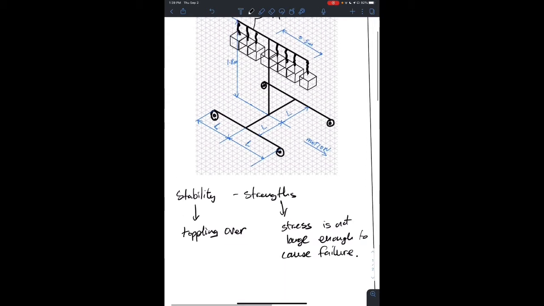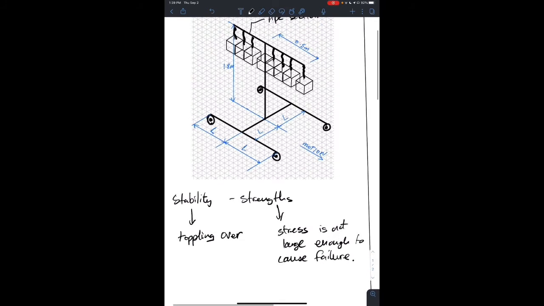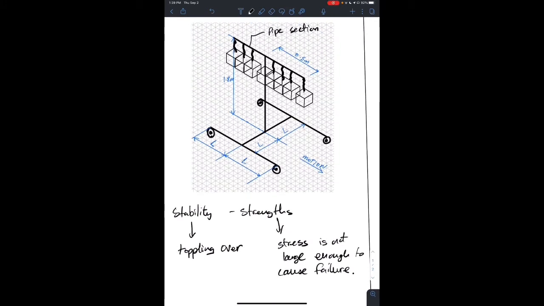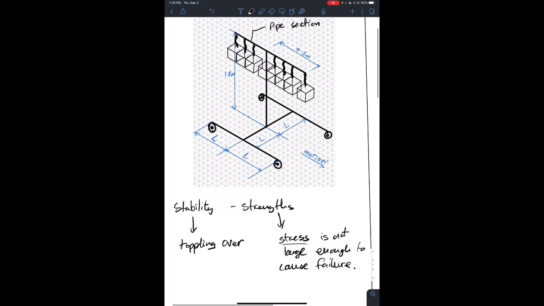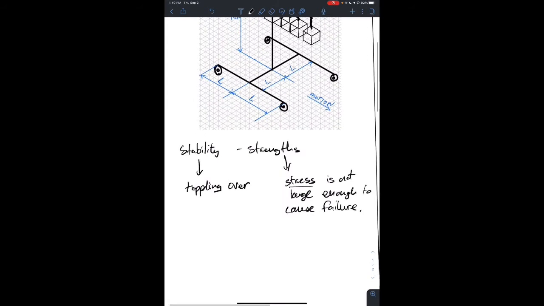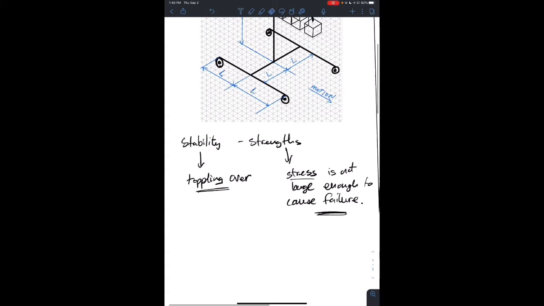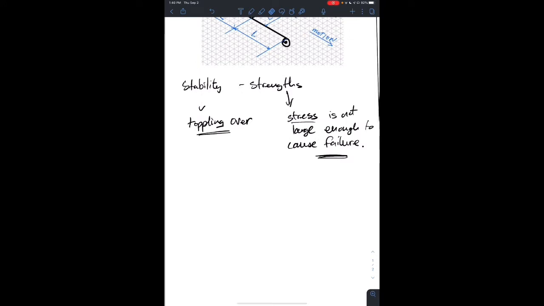As we go forward in the course, we will see that stress is not the only measure of whether it will fail or not. Another thing to look at is how much it deflects. If we load it up, it might be safe stress-wise, but it might sag too much and be an issue. But we will come to that later in the course. Right now we're looking at stability, toppling over, and getting a handle on the stress in each member. So the first thing we're going to look at is stability.